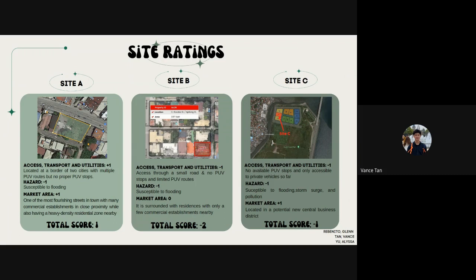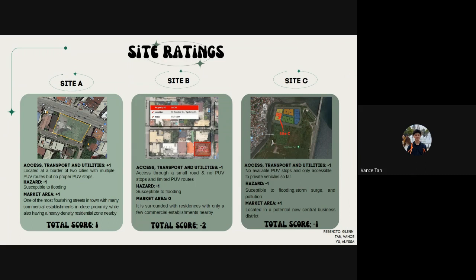And for site B, for access to transport and utilities, we gave it a negative one. Although it has access to a small road, it has no PUV stops and limited PUV roads. For hazards, we gave it a negative one rating. It is susceptible to flooding, however, it does not pose a real risk or threat to anyone. It is just a minor inconvenience.